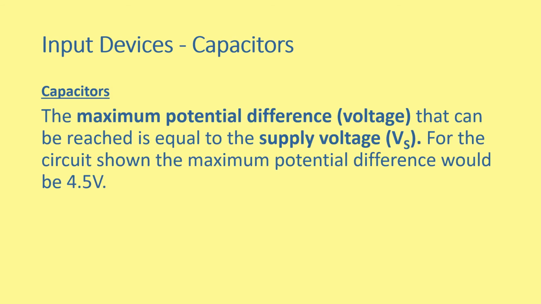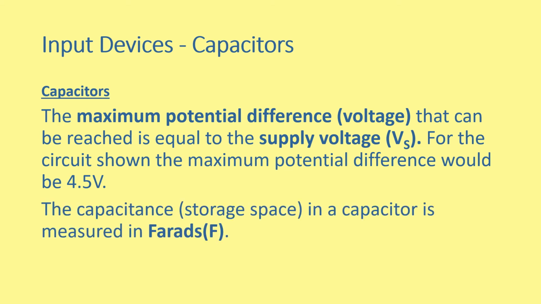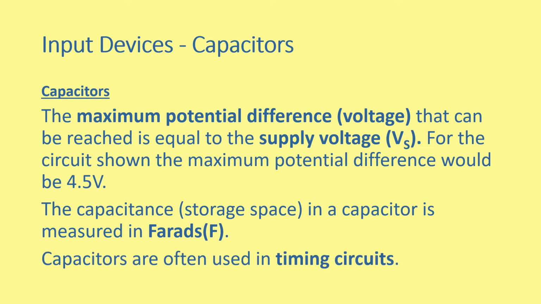The maximum potential difference, that is voltage, that can be reached by a capacitor is equal to the supply voltage. For the circuit shown, the maximum potential difference would be 4.5 volts, because 4.5 volts was the value of the supply. The capacitance, or the storage space in a capacitor, is measured in a unit called farads. And as stated before, capacitors are normally used where we want some kind of delay in action. So they're often used within timing circuits.